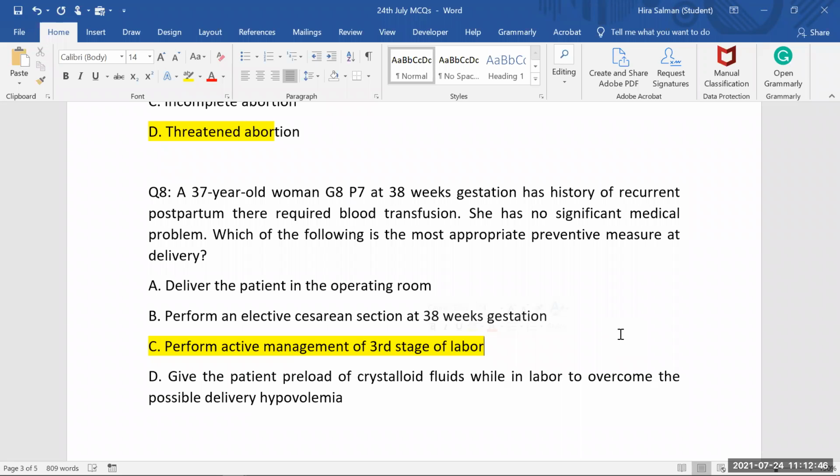We can control it, because there are medical treatments on the basis of which we can control PPH. The hysterectomy and B-Lynch and everything is the last resort, when nothing else can control it. Then only we can think about it.